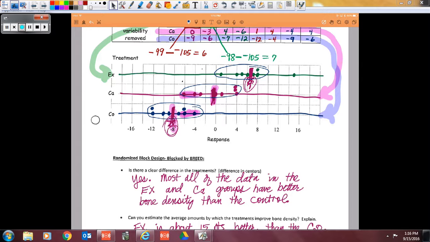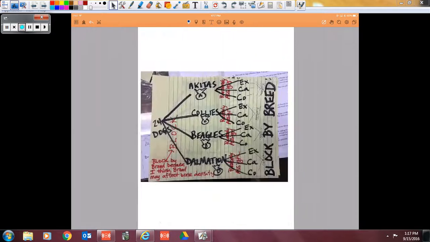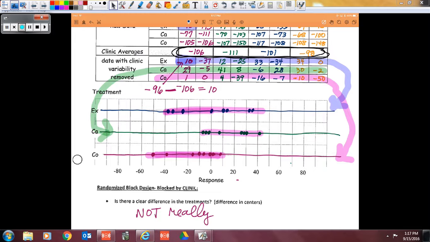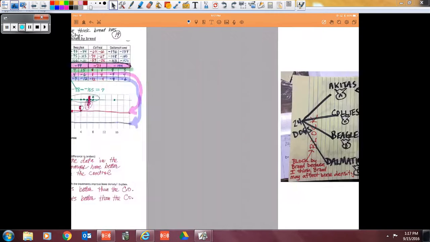So blocking, now we blocked here on the next page by clinic. Why did this one not do as good of a job with blocking? Why did this not do as good of a job? Good. These treatment results overlap, so you can't tell which one is better. But why was blocking by clinic not the better choice than blocking by breed? What was going on? Breed, okay, very good.